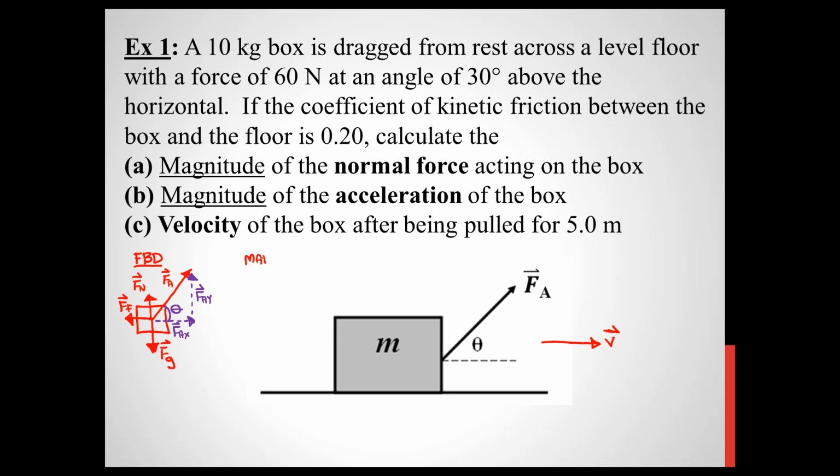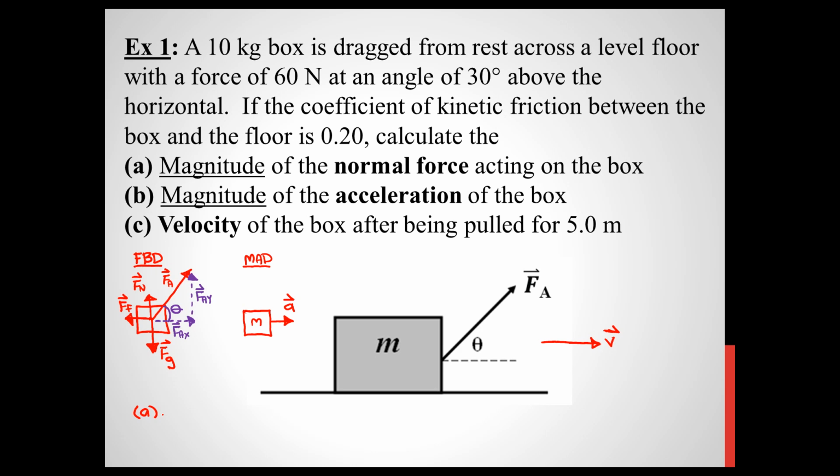Mass acceleration diagram. M. And again, we're dragging the object horizontally along the ground, so my acceleration would just point towards the right. Part A wants us to figure out what is the magnitude of the normal force acting on the box.